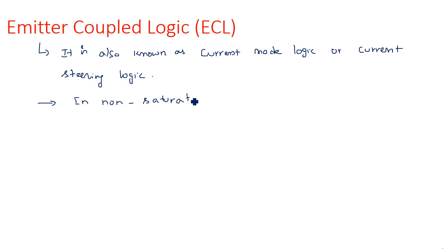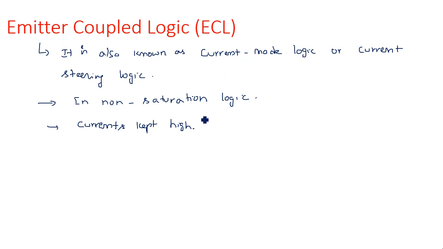In non-saturation logic, the voltage levels are fixed. We give the voltage logic levels in such a way that the transistors will not go into saturation. And the currents flowing through the transistors are kept high. That is the reason we call it current steering logic or current mode logic.